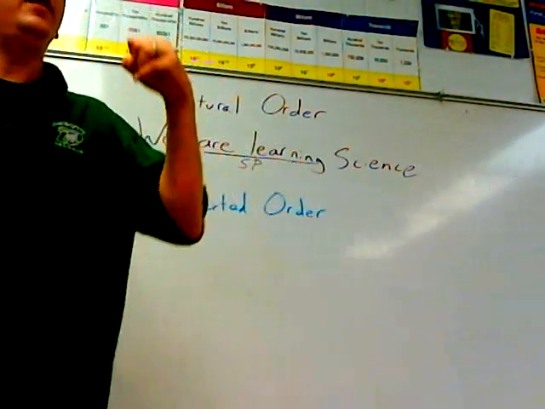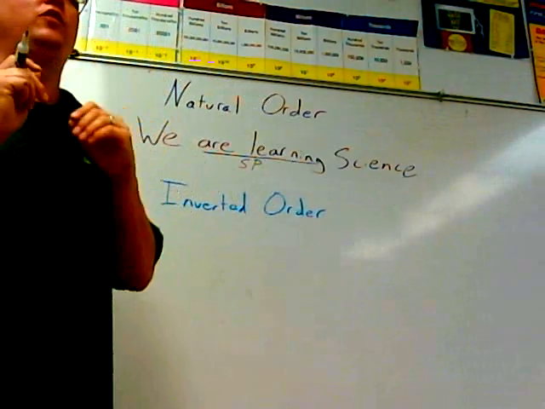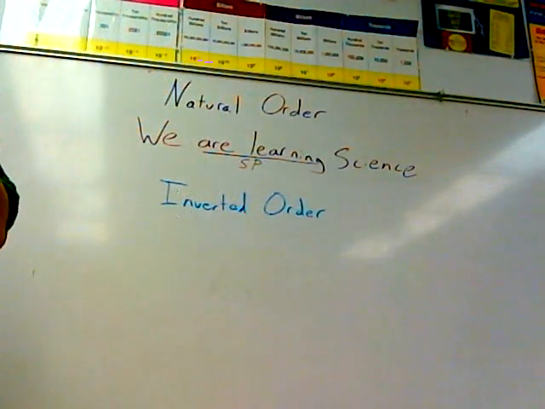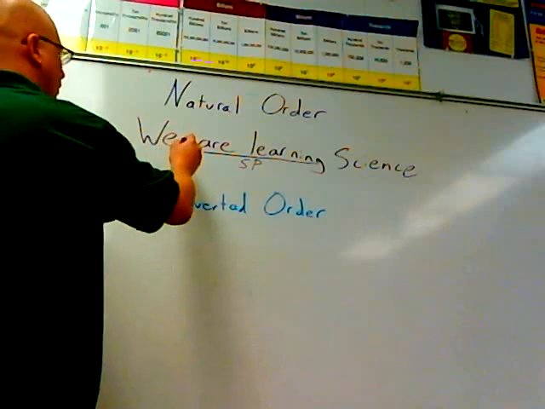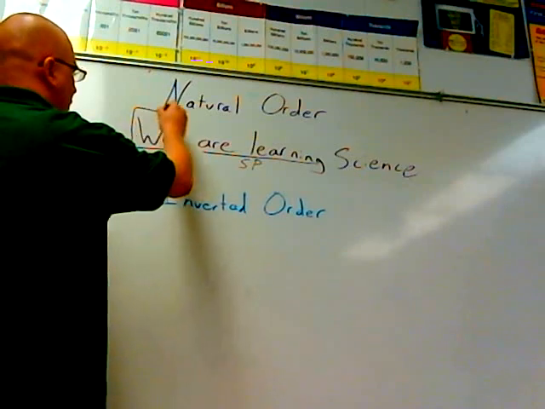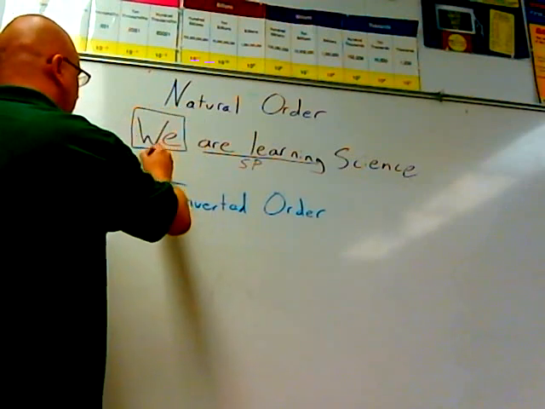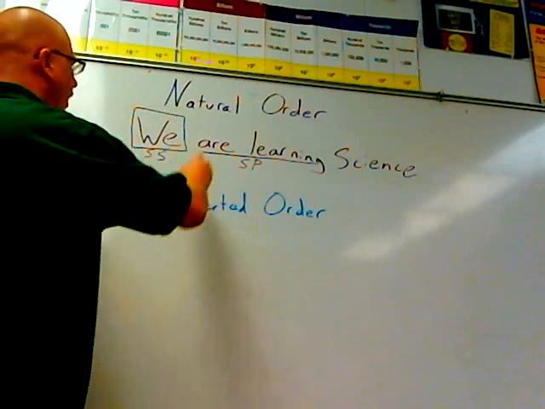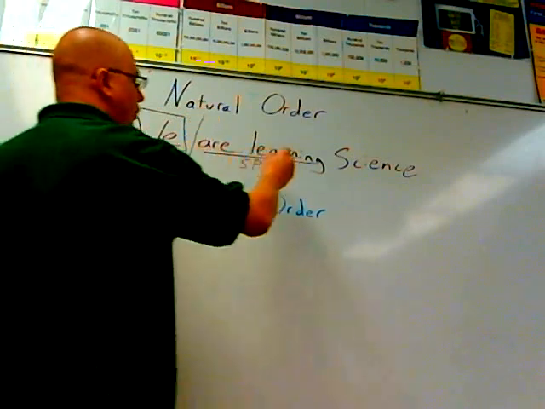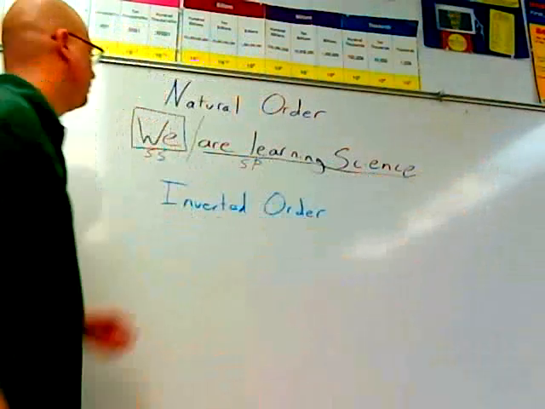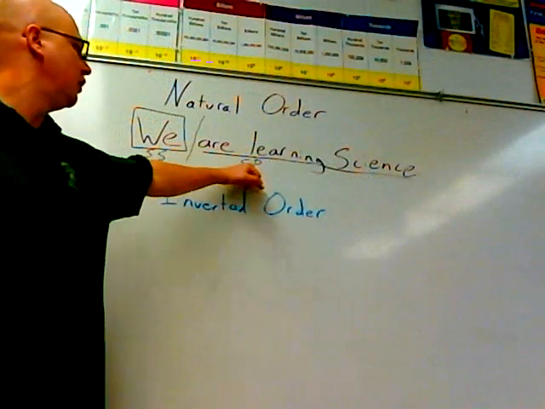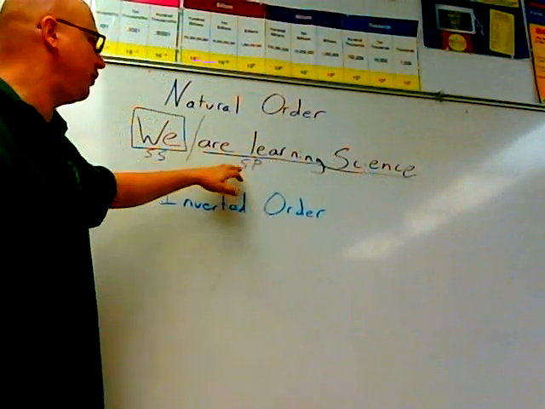What is it that is our simple subject? That is what's doing the action. Yes, ma'am. We. Who's doing the learning? We are. So, if you want to divide this into complete subject and complete predicate, there you go. Subject of our sentence. This starts the verb phrase or the predicate.